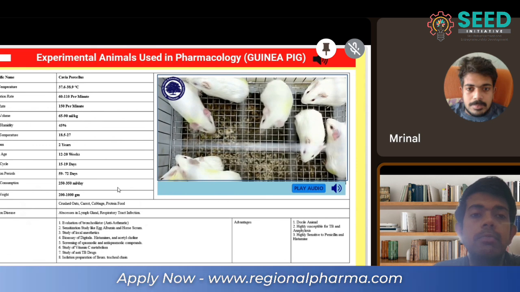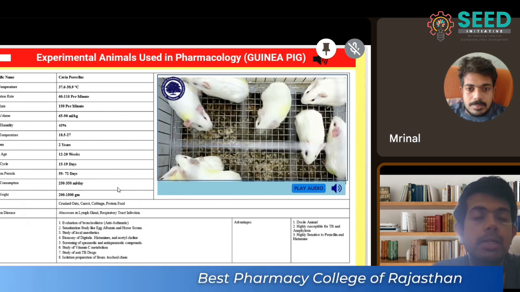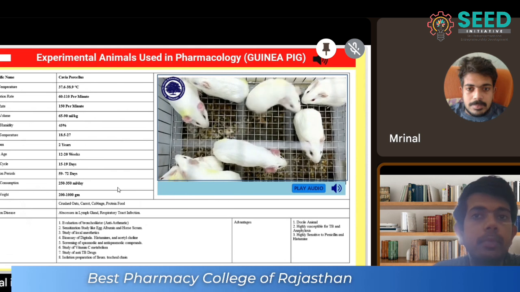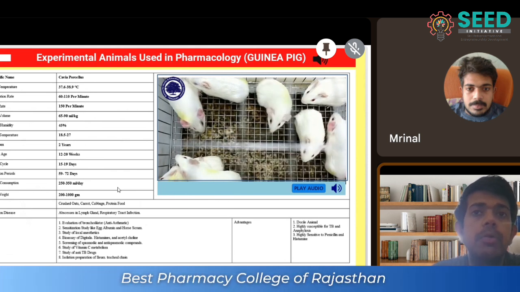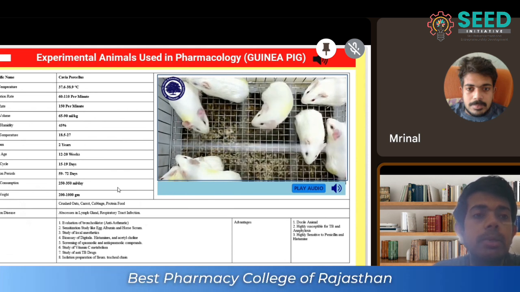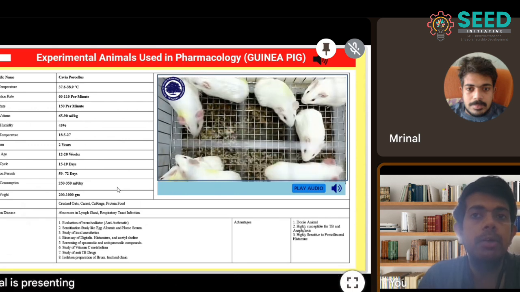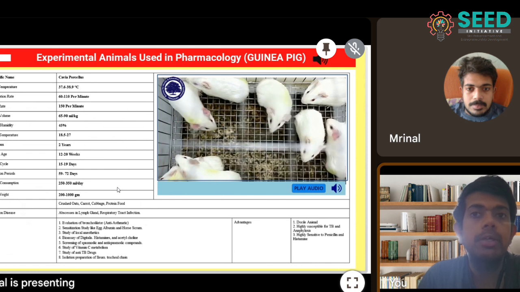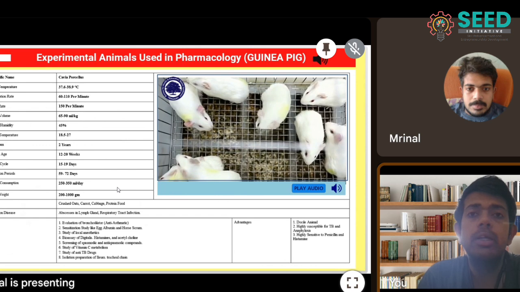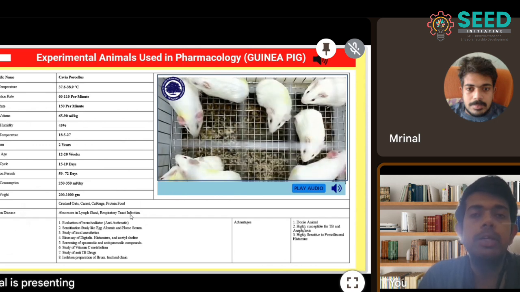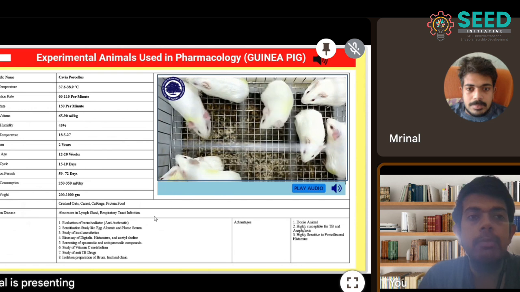Evaluation of bronchodilators for anti-asthmatic activities, sensitization studies like with egg albumin and horse serum, study of local anesthetics, bioassay of digitalis, histamine and acetylcholine, screening of spasmodic and antispasmodic compounds, study of vitamin C metabolism, study of anti-TB drugs, isolated preparation of ileum and tracheal chain. These are the experimentations that are used for a guinea pig. So you can see it is a very versatile animal, unlike the rabbit.